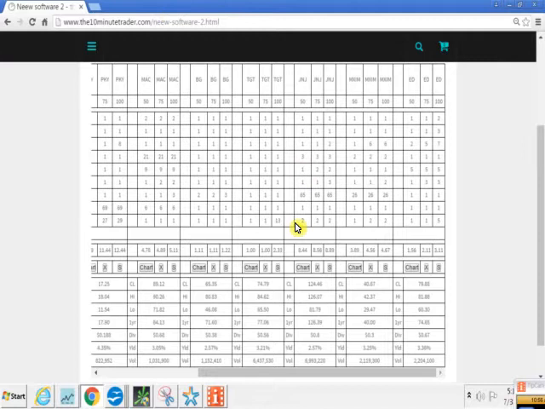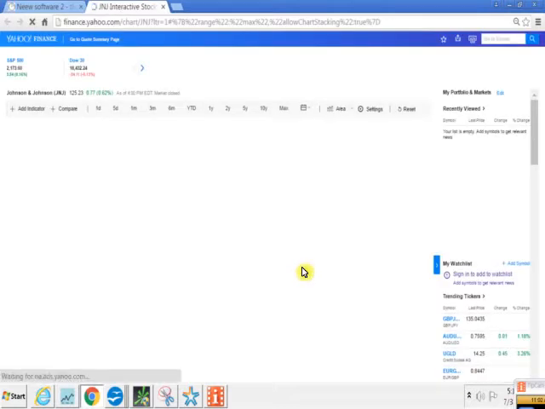All right, so that gives you an idea. Let's look at Johnson & Johnson. This company's been around for over 100 years. They're one of the dividend kings. This is almost a no-brainer, so I don't even know why I'm going to bother doing this. I'm just going through the motions to show how I do it.